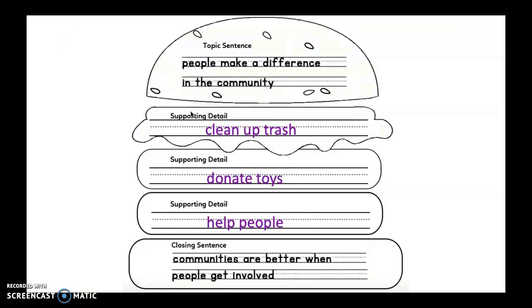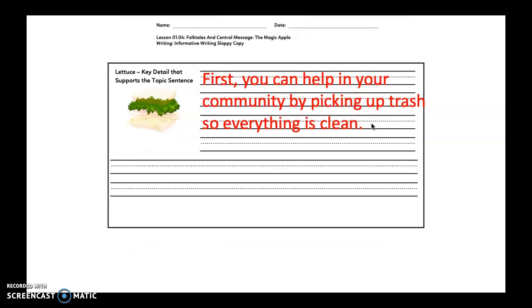So here's another reminder. This is what we had to plan with. So these were our good ideas, but they're not complete sentences. So we're going to turn them into complete sentences. First, I'm going to do clean up trash. First, you can help in your community by picking up trash so everything is clean. So what are we doing? We're picking up trash. Why? So everything is clean. That's one way we can help in our community. Let's go to the next one.